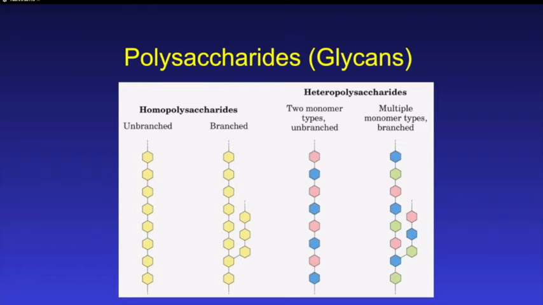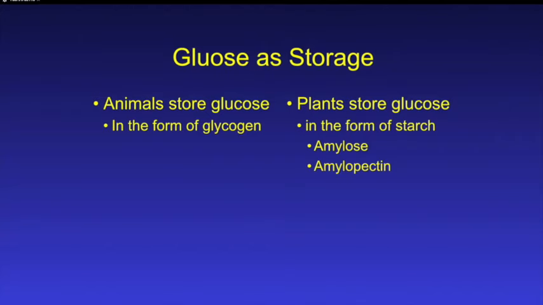Most of the time, the homopolysaccharides can be storage for energy. Some of the homopolysaccharides are structural. The heteropolysaccharides are mainly structural in nature, and we're going to find both in the biological systems. Glucose is stored as a polymer, and we have three different forms that we'll look at. Animals store glucose in the form of glycogen, and plants store glucose in the form of starch. There are two different versions or two different structures, amylose and amylopectin.